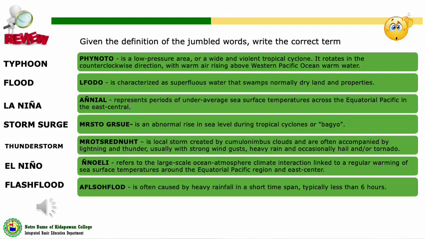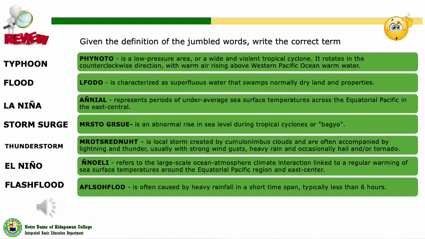Let us have a review first in our topic last meeting. Given the definition of jumbled words, write the correct term. First, we have PHYNOTO, which is a low pressure area or a wide and violent tropical cyclone. It rotates in the counterclockwise direction with warm air rising above the western Pacific Ocean warm water. Okay, so the answer is typhoon.